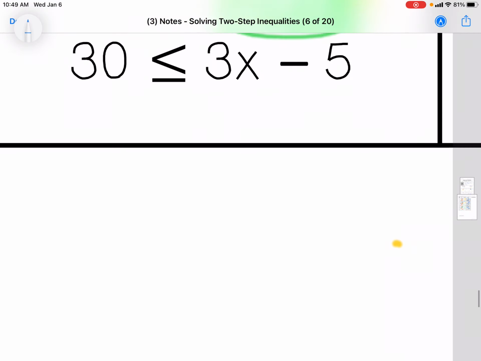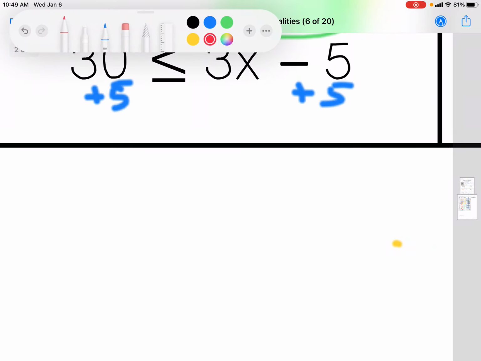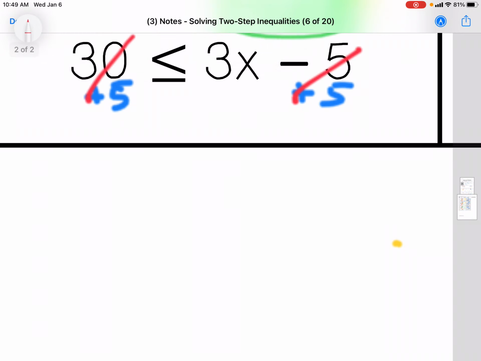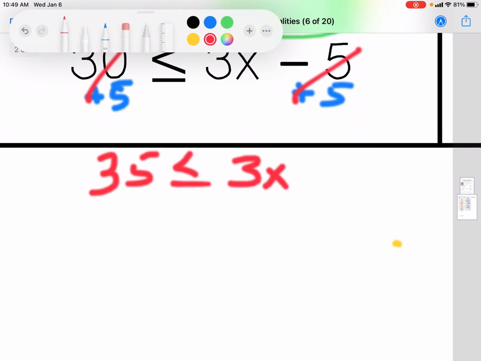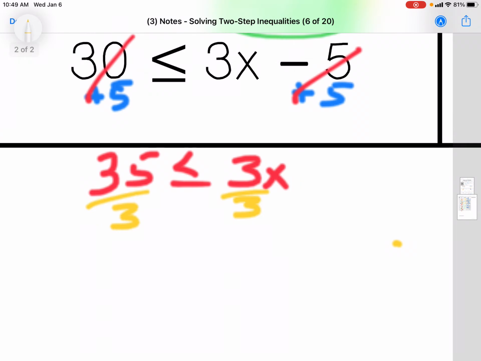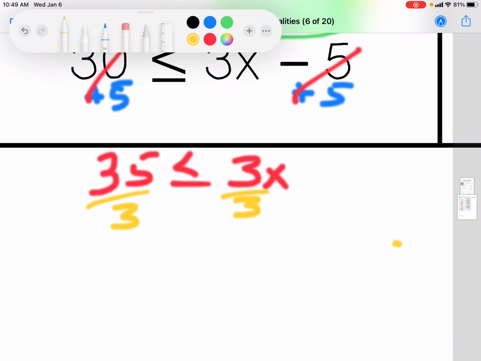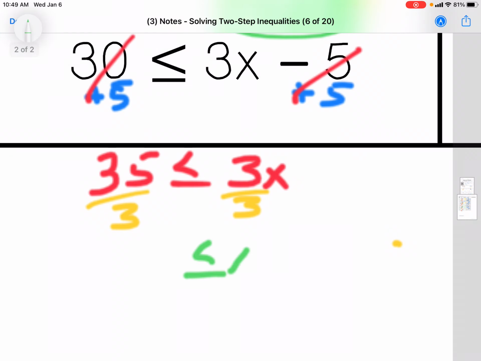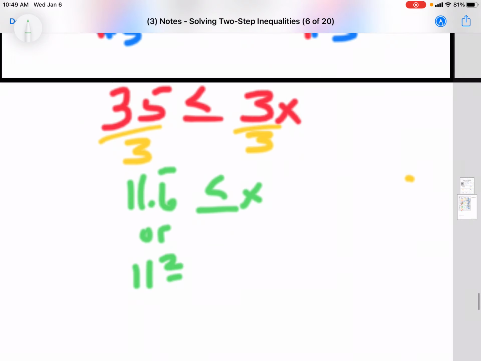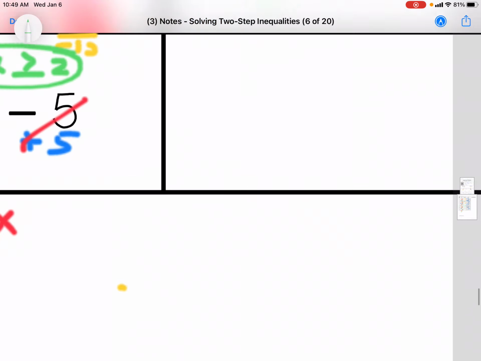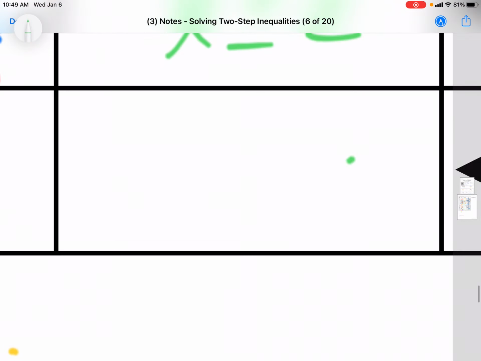And the last one for today, we're going to add 5 to both sides. We're going to have 35 is less than or equal to 3x. Going to divide both sides by 3. X is going to equal 11.6 repeating, or it can also equal 11 2/3. Or it doesn't equal, it's greater than.